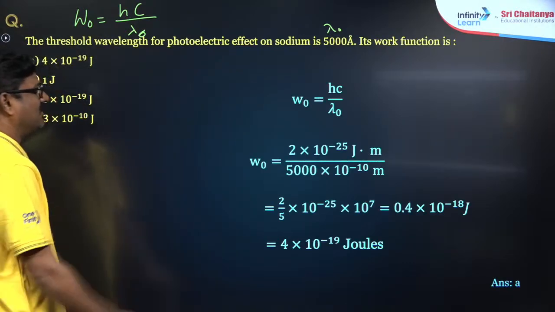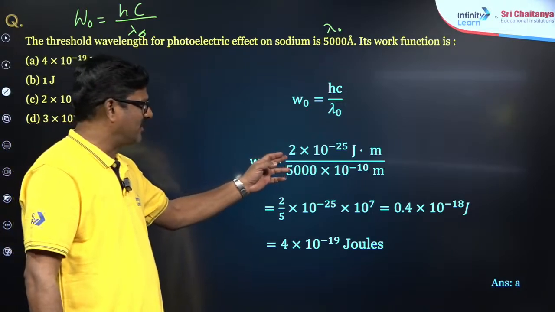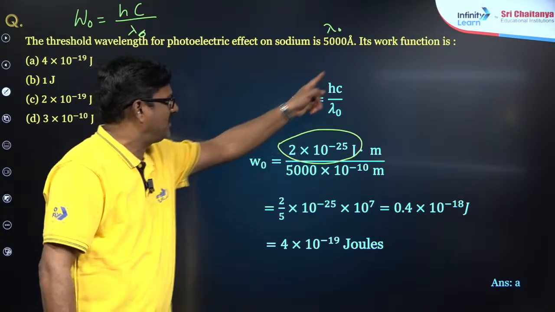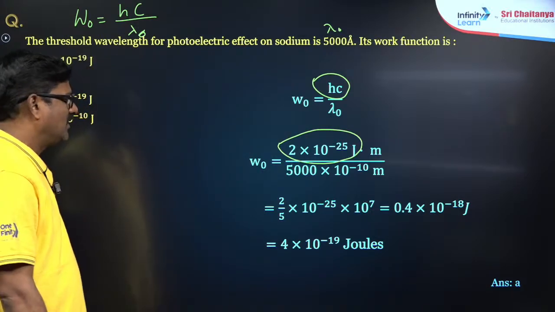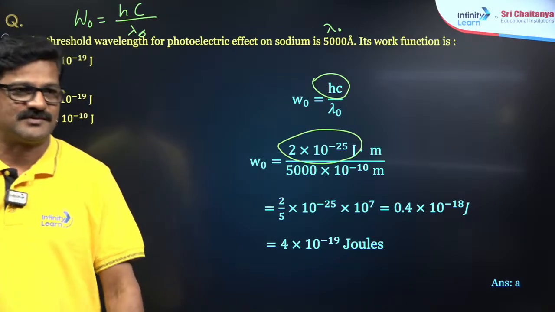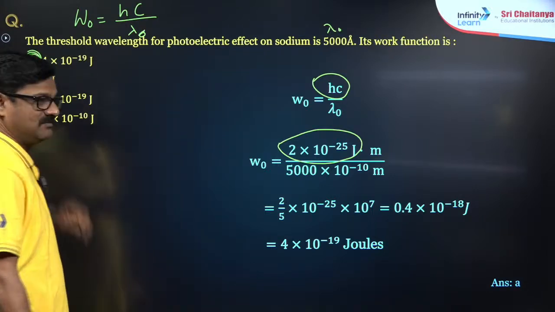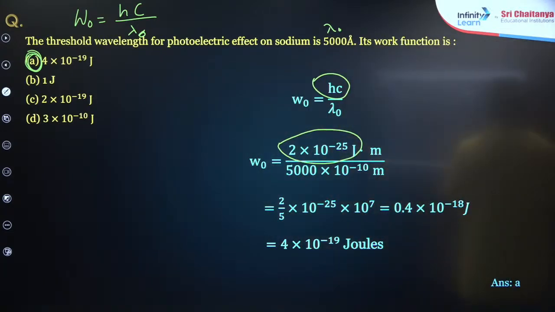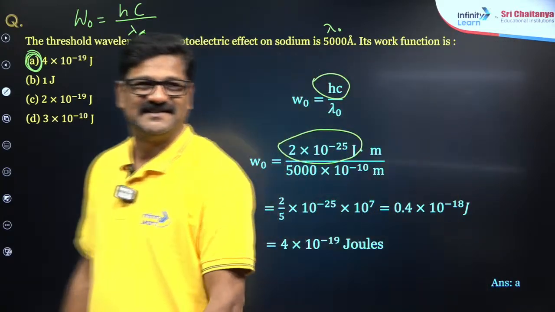Now you will get W naught equal to hc by lambda naught. I gave the hc trick yesterday. In place of hc, you can use this in meters: 2 into 10 power minus 25. So on solving, you're going to get in joules, 4 into 10 power minus 19 joules. My answer for this question is going to be 1, A. Azim, correct. Perfect. Clear.